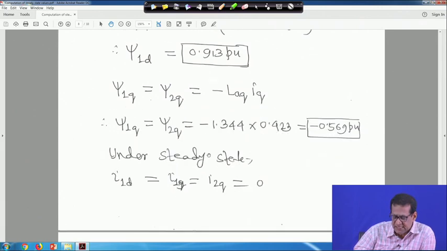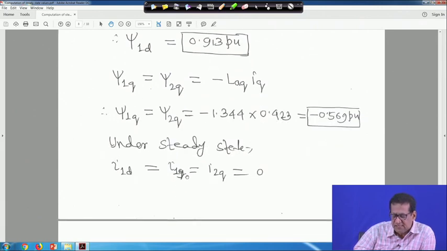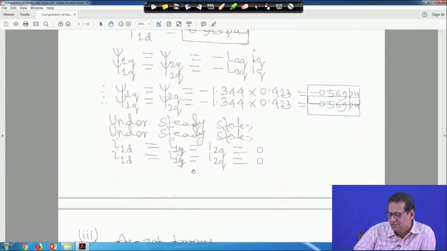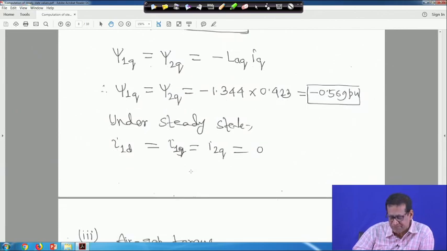Now, under steady state your I1D, I1Q and I2Q will be 0, right. Because there only one damper winding is there on the D axis and two are on the Q axis, and when they reach steady state, because they are closed windings, all these currents are equal to 0, right.